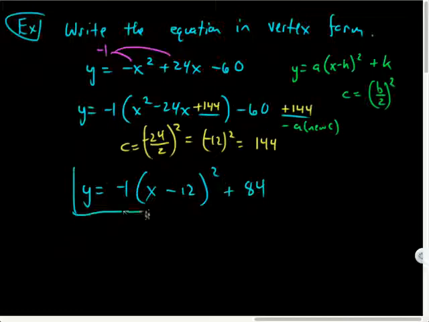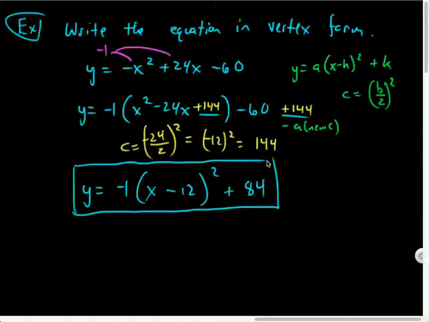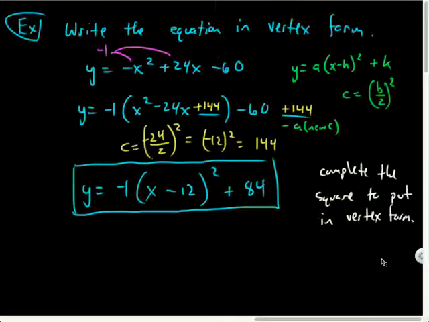So look, I was actually able to manipulate that and put it into vertex form. And then from that, you guys could tell me that the vertex was 12, 84, the value of a is negative 1, and all of that information there. So it required this kind of complete the square, all right? So the idea was complete the square to put it in vertex form. Right? So that's the idea of what we ended up doing here.